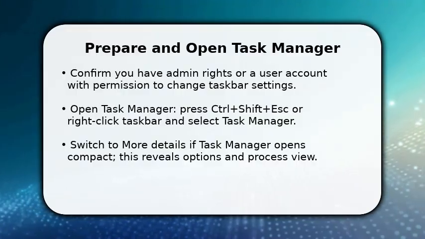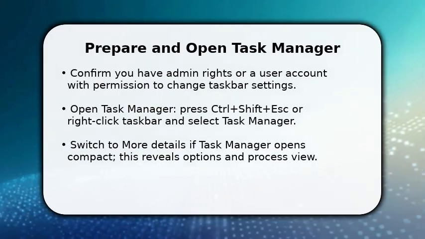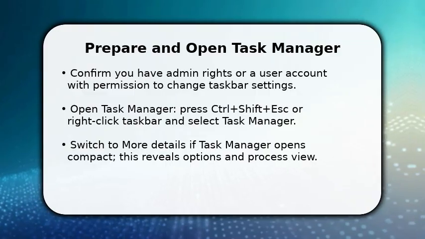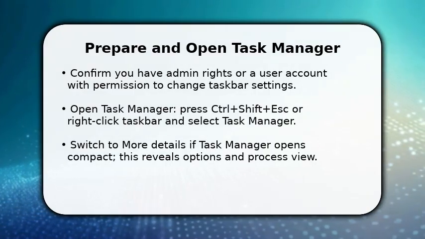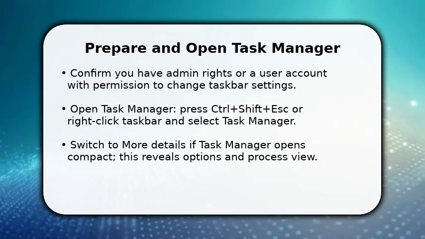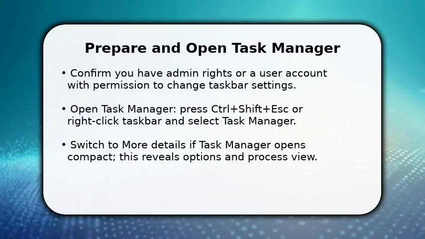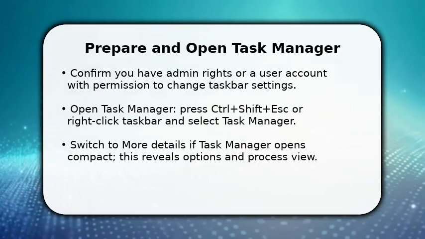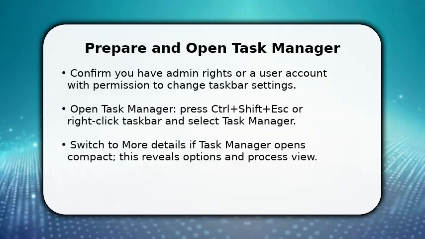You'll start fast. Make sure you're signed into an account with permission to modify system UI. Once ready, open Task Manager using Ctrl+Shift+S or right-click the taskbar and choose Task Manager. This gets you straight to the tool. If it opens as a compact window, click More Details to reveal full controls and process lists. This matters because the full view exposes options and lets you see whether any apps are preventing taskbar movement.